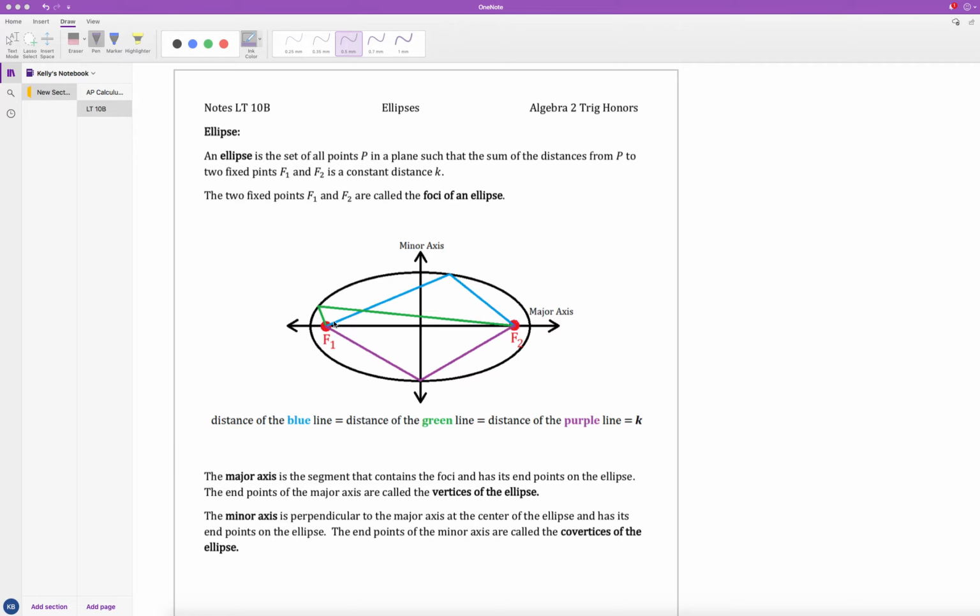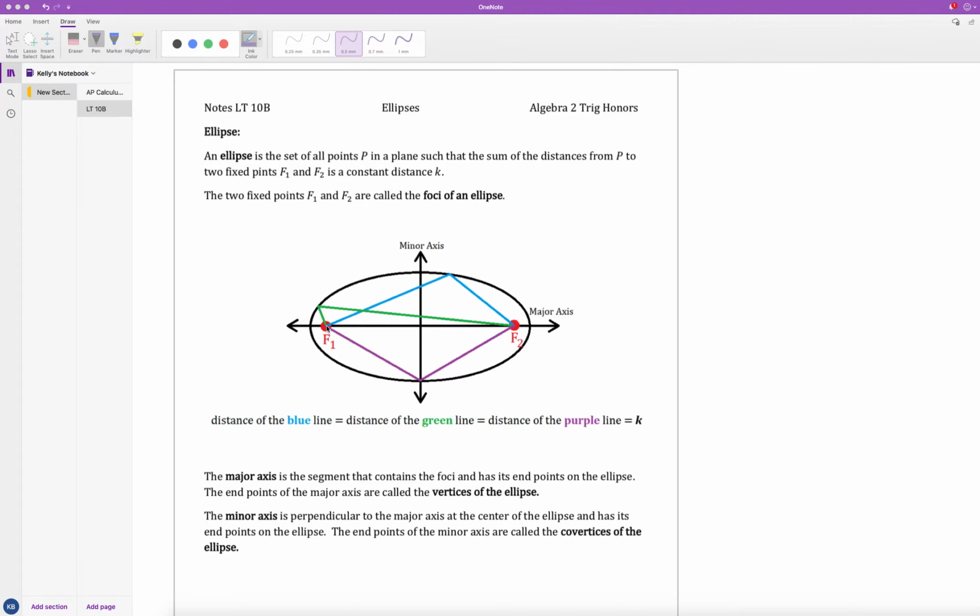If I look at this blue line, it goes from F1 to this point up here in quadrant 1 on the ellipse, down to F2. If I add these two distances together, that is equal to the distance of these two green lines added together, from F1 to this point over here in quadrant 3, all the way back to F2. So the sum of the blue distances equals the sum of the green distances, which is also equal to the sum of these purple distances.